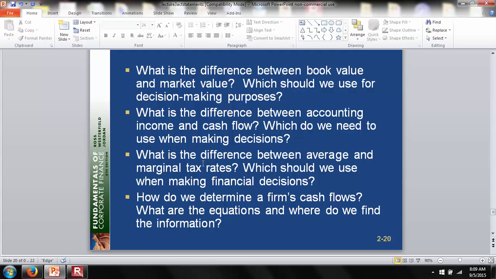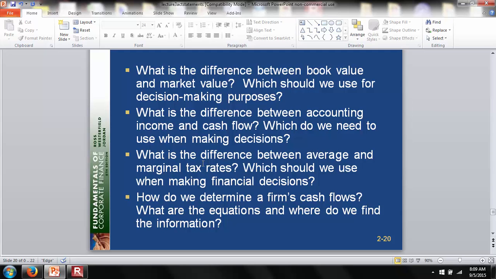What is the difference between average and marginal tax rates? Which should we use when making financial decisions? So average tax rate is you're going back, let's say, over the last quarter, over the last 6 months, over the last year, and figuring out how much money we made and how much we paid in taxes. So the taxes paid divided by the net income, that is the average tax rate. On the other hand, marginal tax rate tells you for the next dollar how much the firm has to pay.